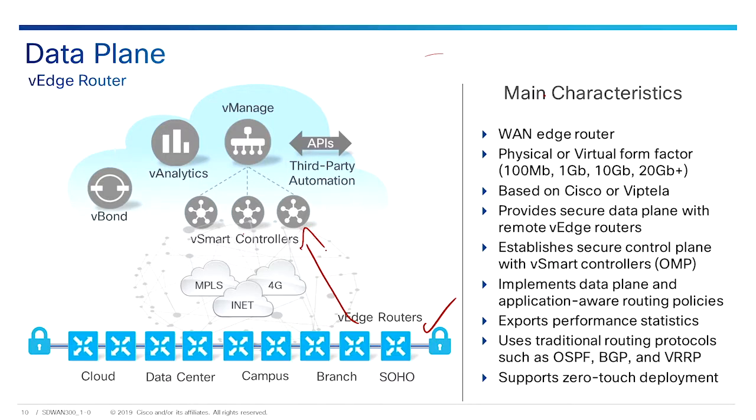Data plane and application-aware routing policies are implemented on the vEdge routers. vEdge routers export performance statistics as well as alerts and events to the centralized vManage system for a single point of management.